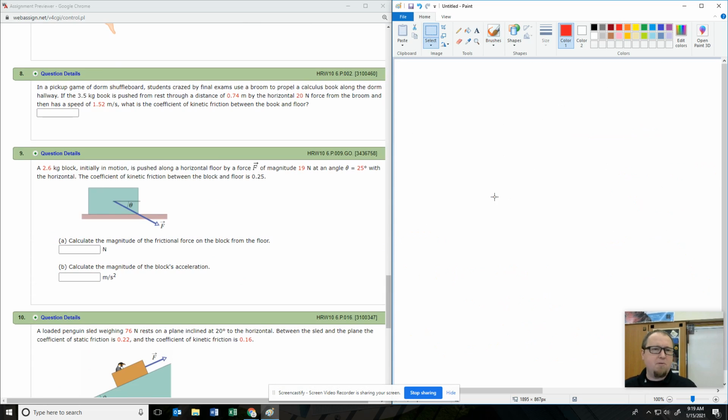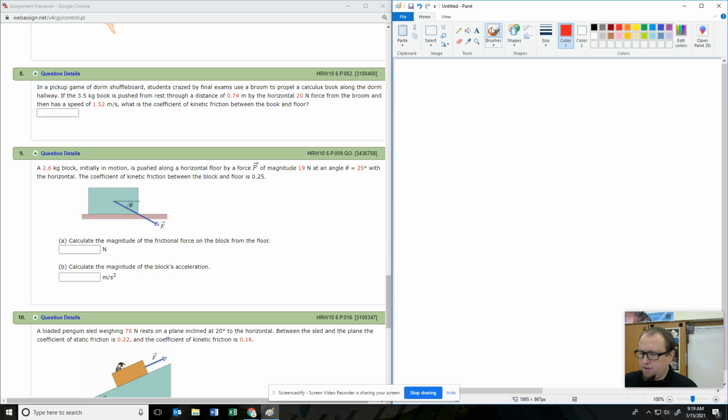All right, we got ourselves a pickup truck. Oh, sorry, a pickup game of dorm shuffleboard. First up, I love these types of questions. This is like somebody having too much fun. Students crazed by final exams use a broom to propel a calculus book along the dorm hallway.